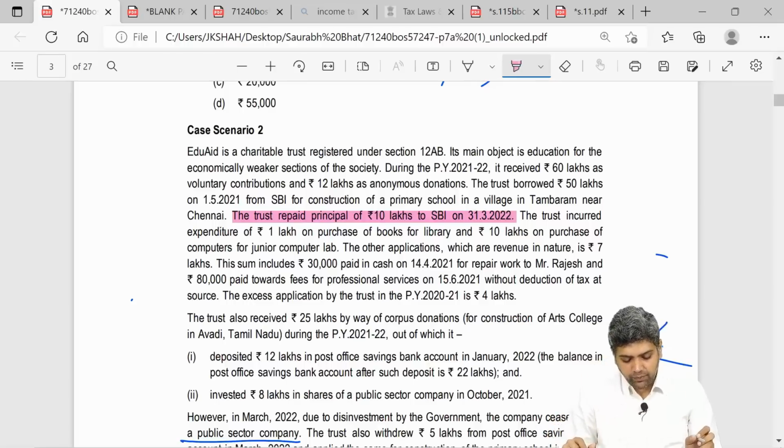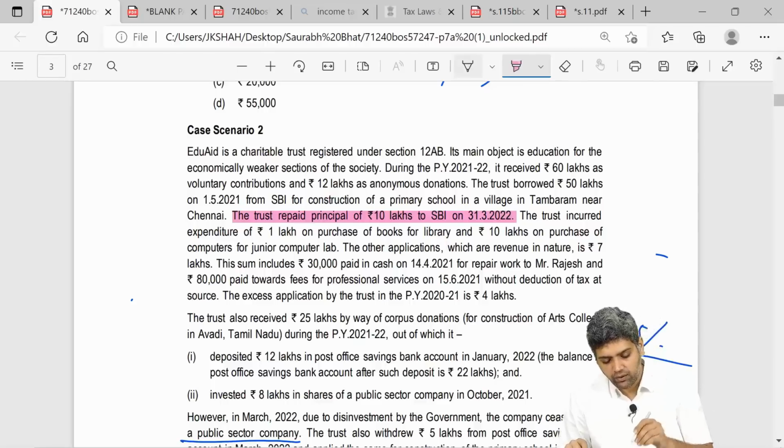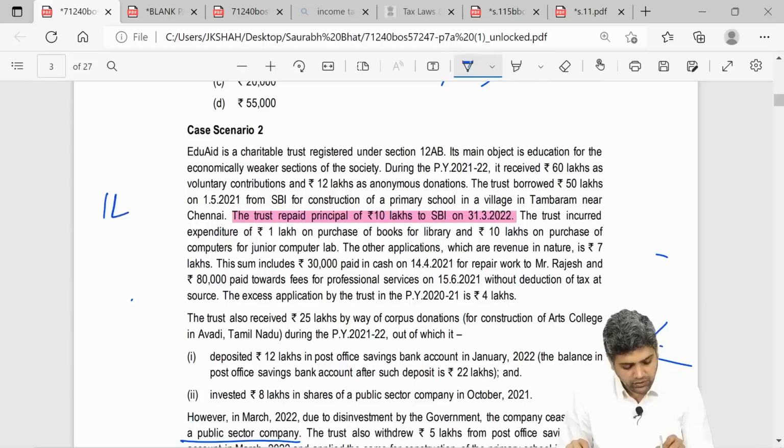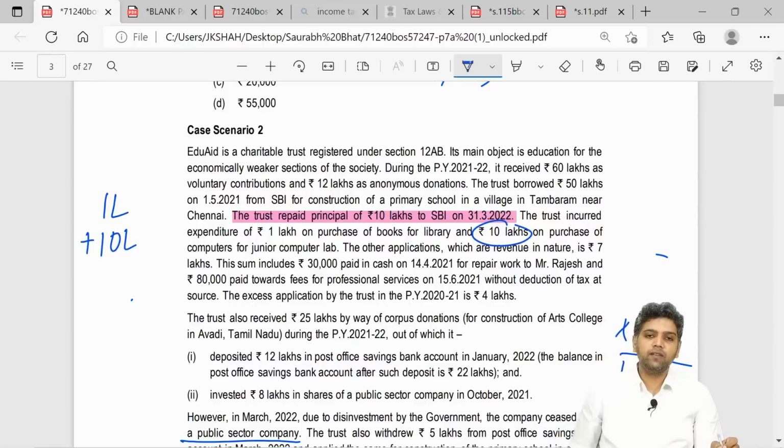Then the trust incurred expenditure of 1 lakh on purchase of books for the library. Now that is definitely an application of income, so 1 lakh rupees would be regarded as application. 10 lakh rupees you have incurred for purchase of computers, that is again your application. But remember friends, in case you have incurred any capital expenditure, it can be claimed as application. But again depreciation cannot be claimed.